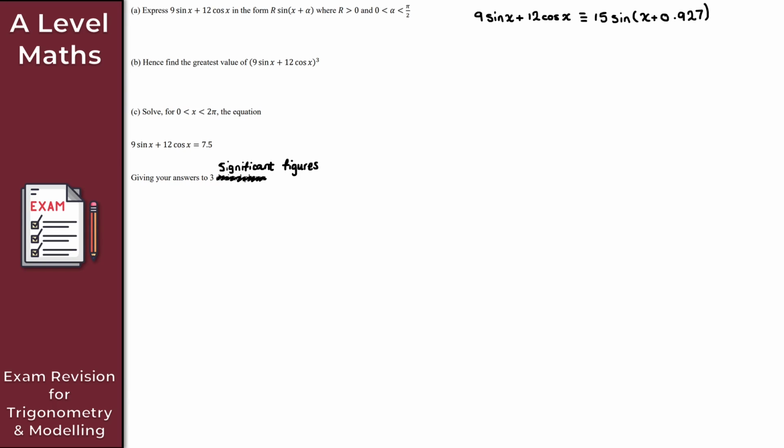Originally it just said give your answers to 3 decimal places. I've just changed that to significant figures. Not a drastic change, but please do be aware of that because it will change your solutions. Other than that, we don't need anything else here. So let's get started with part C.